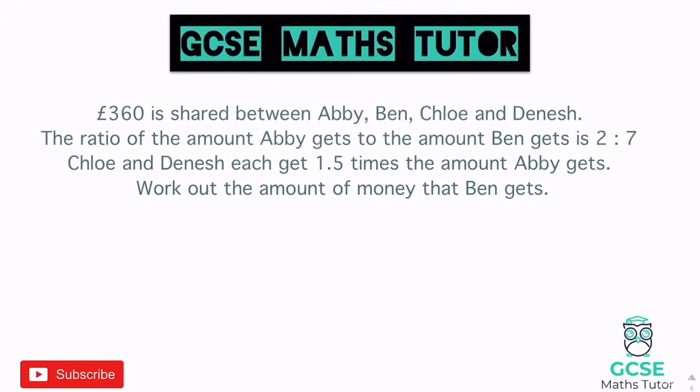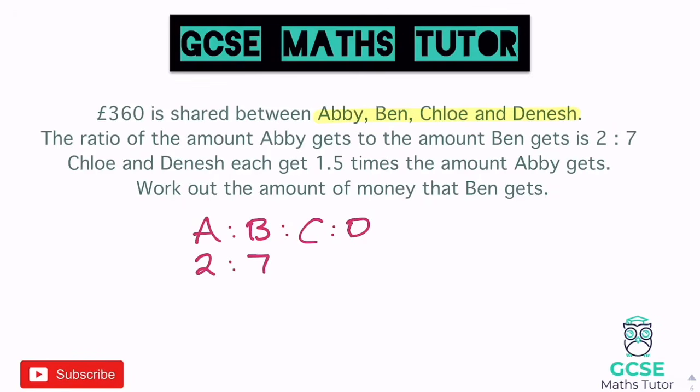Okay, so this one's slightly more complicated because as you can see at the top, look, we've got £360 shared between Abby, Ben, Chloe and Dinesh. So there's 4 people in this one. So let's have a look. It says the ratio that Abby gets to the amount Ben gets is 2 to 7. So we've got Abby, we've got Ben, we've got Chloe and Dinesh. And it says Abby to Ben is in the ratio 2 to 7.